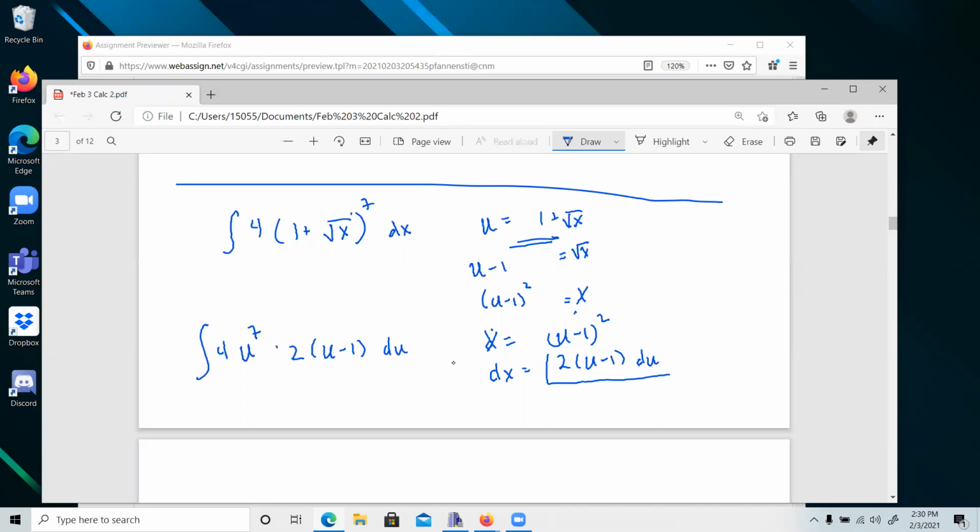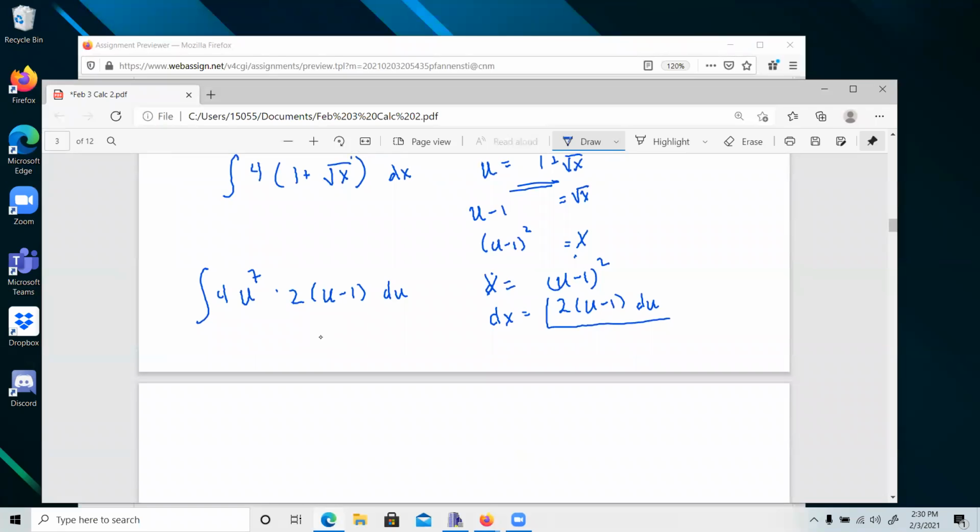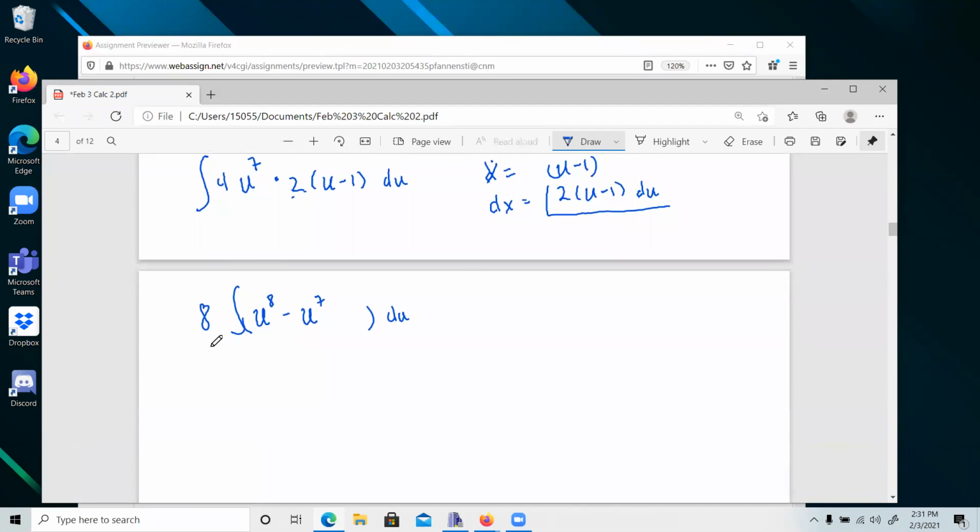So yeah, we can go ahead and solve this now. I know it looks kind of crazy to do this, but we are allowed. So this is 8 times the integral, and we have u to the 8th minus, right, u to the 7th. This is all times in here, so 2 times 4, okay? And then this is all du, all right? And it's nice because this goes back to being like a polynomial. We can integrate these very easily.